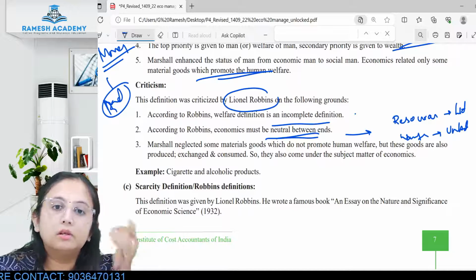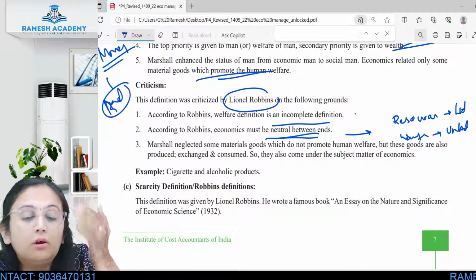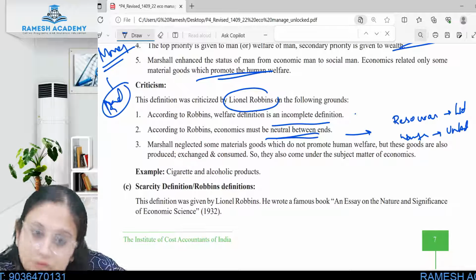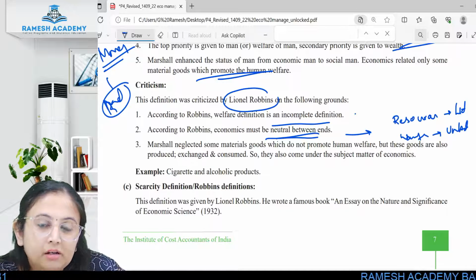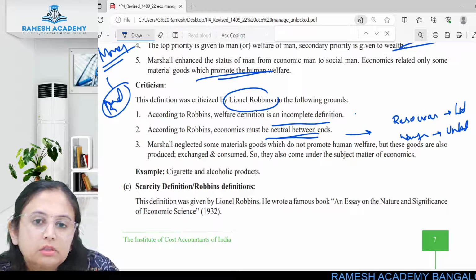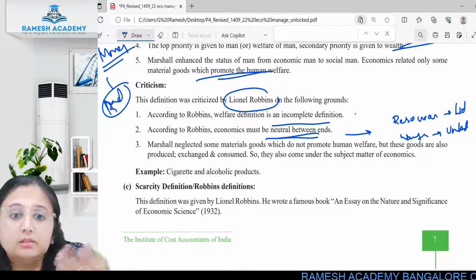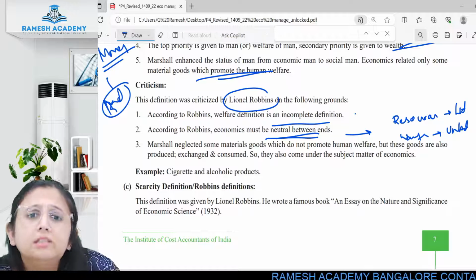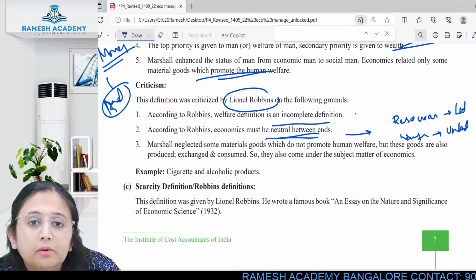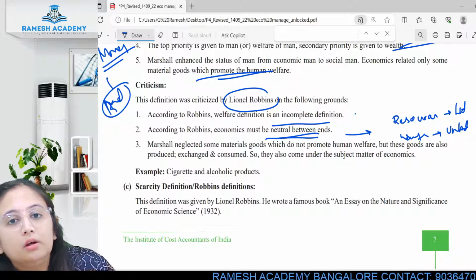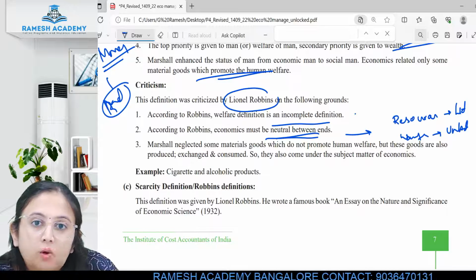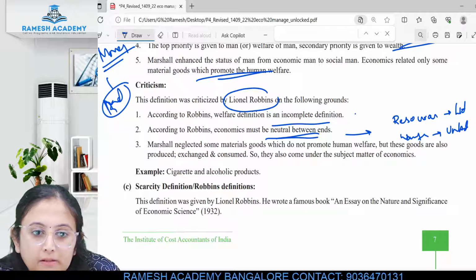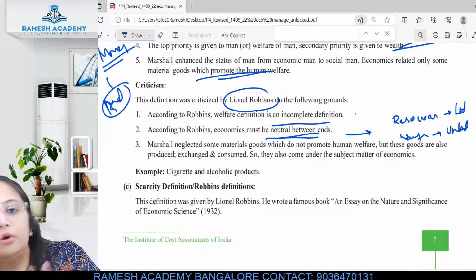Happiness, alcohol also gives me happiness. You did not talk about it. Something which is not good for the society, something which is bad, which is having a bad effect on the society, those things can also be consumed, like drugs, narcotic drugs. Yes, it gives people happiness. Those who are addicted to it, it gives happiness to them. So what do you do? What explanation will you give for this? What answer will you give for this? This is what Robbins criticized on these grounds.